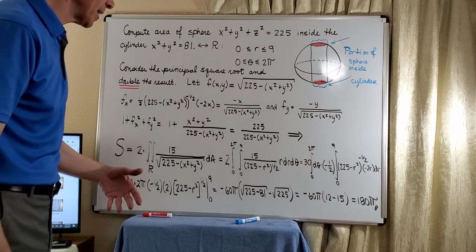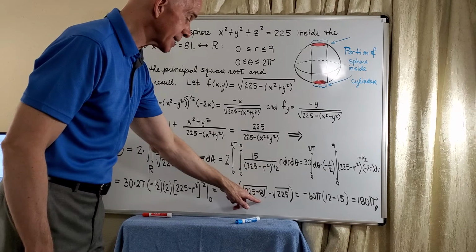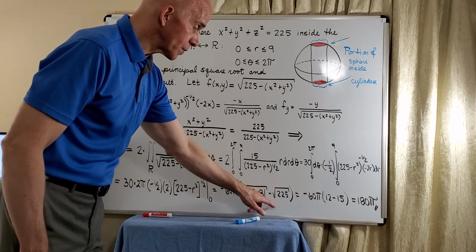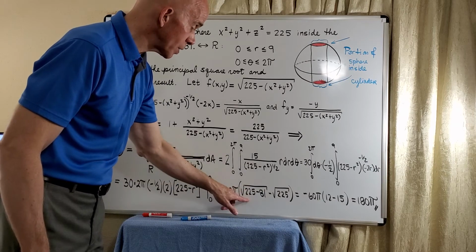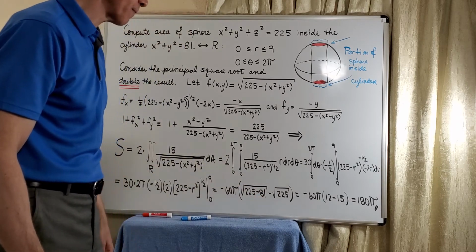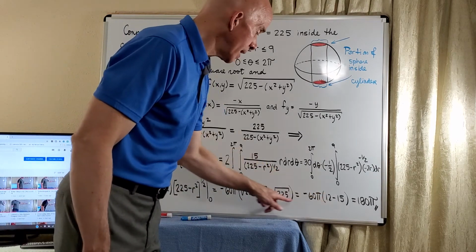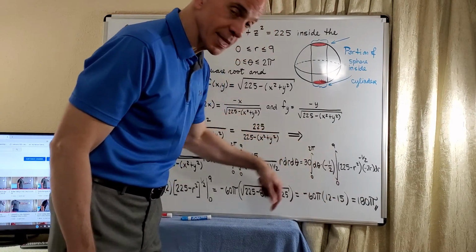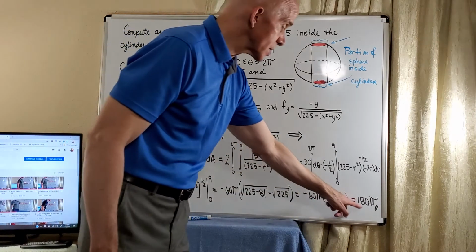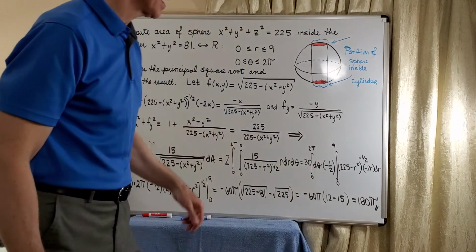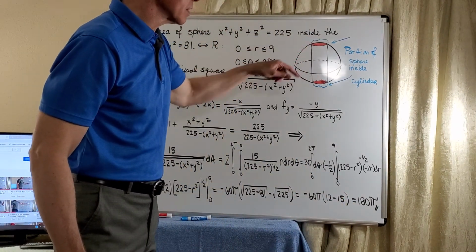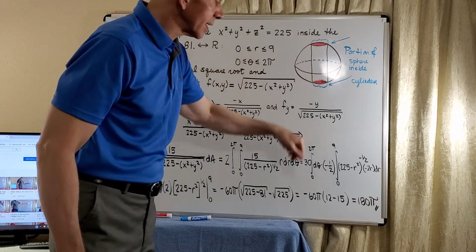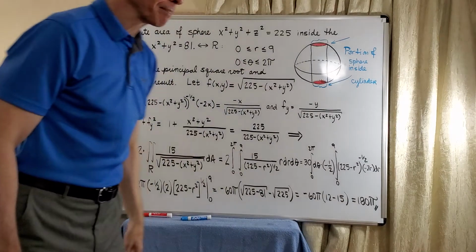So upon evaluation, we're going to get the square root of 225 minus 81, and then, of course, minus the square root of 225. Of course, 225 minus 81 is 144. That gives us a 12. And of course, this gives us the 15. So we have the negative 3 times the negative 60 pi, which gives us 180 pi. That is the portion of the sphere inside the cylinder. This gives us these area calculations, and we have it right here. And we are done.